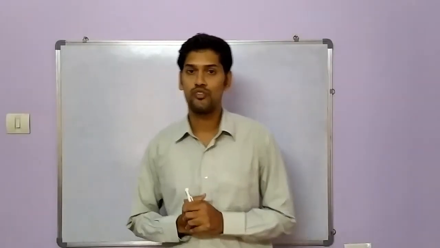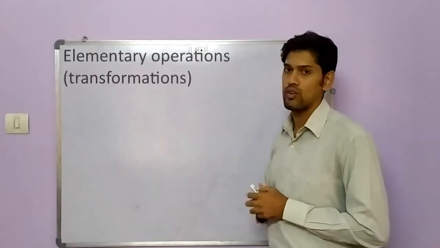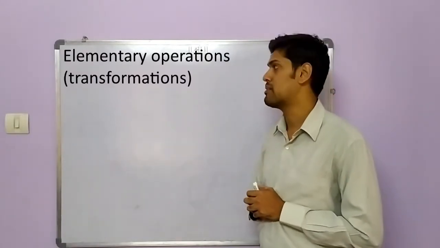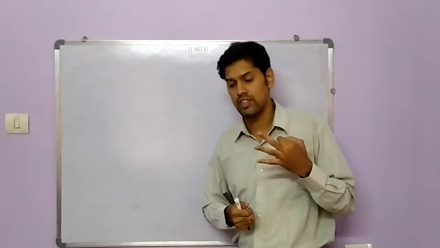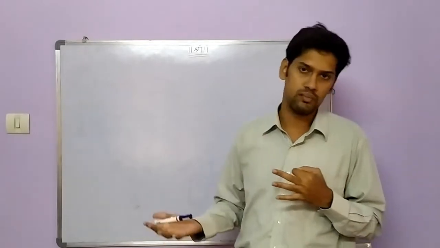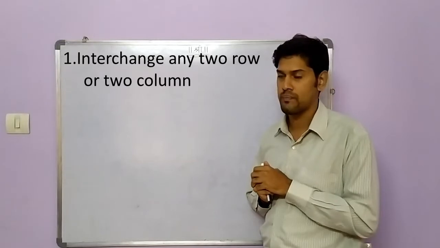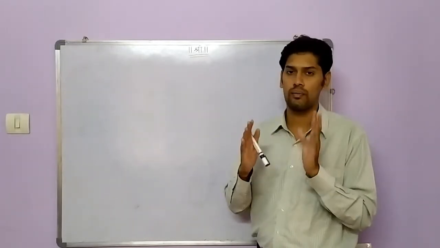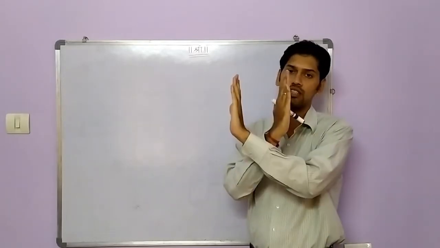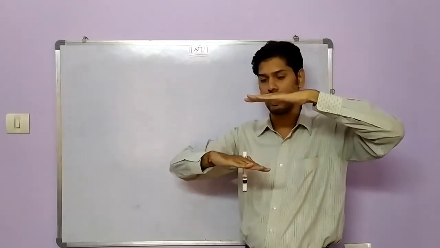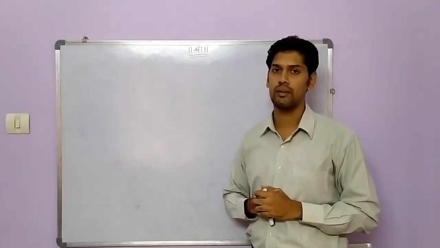We'll now understand how to find the inverse of a matrix. The method that we'll be following is elementary transformation or elementary operations. In this case, we have three different rules which apply to the rows and columns. The first rule is that we can interchange any row with another row, or similarly we can interchange any two columns of a matrix. For example, if I have column 1 and column 2, I can interchange them, or if I have row 1 and row 3, I can interchange them. This is the first operation that we can perform.